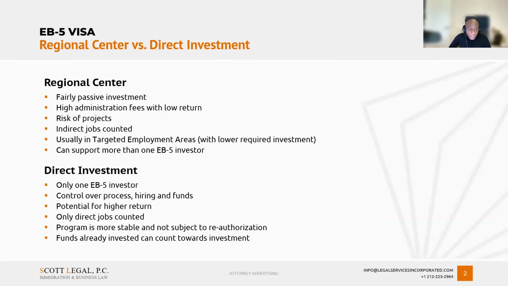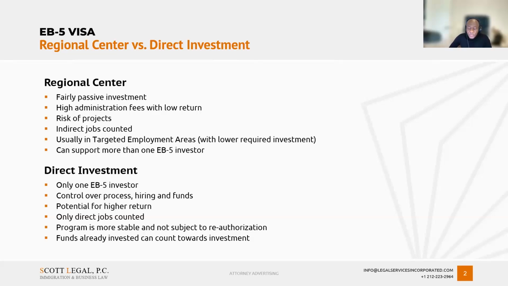So that's indirect employment that's been created. The regional centers as well are typically in what we call targeted employment areas. So the investment amount that you have to invest is lower, and we're going to talk about that in a little bit more detail. And this is the situation where the project supports multiple investors. So if the hotel chain, the example that I used, wants to raise $100 million, they would be able to get green cards for multiple people.